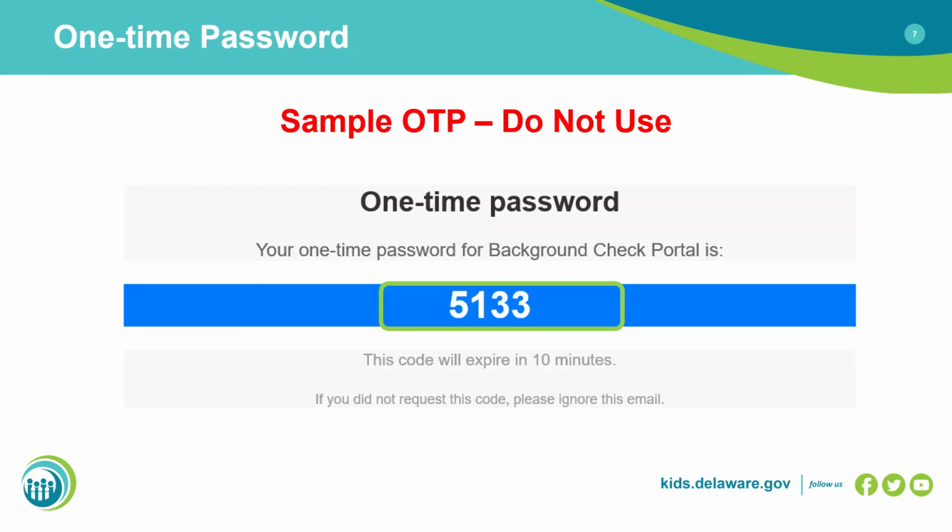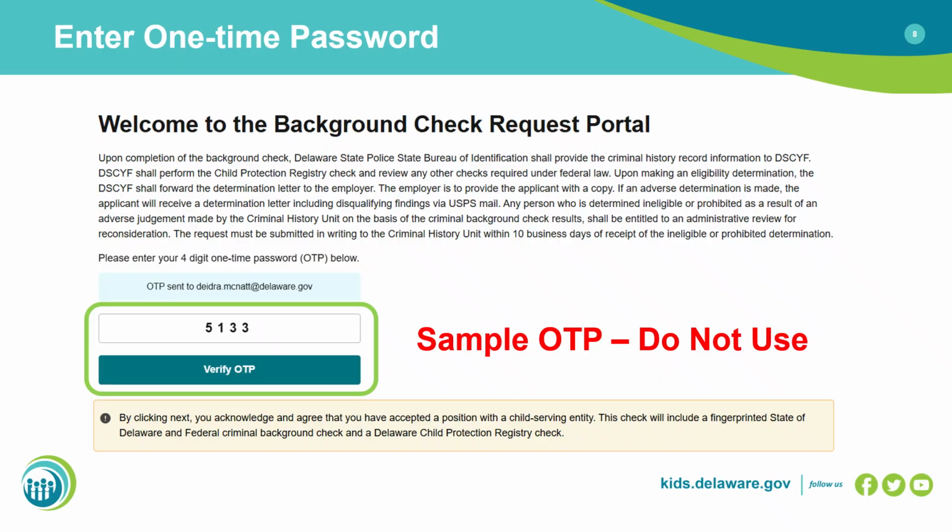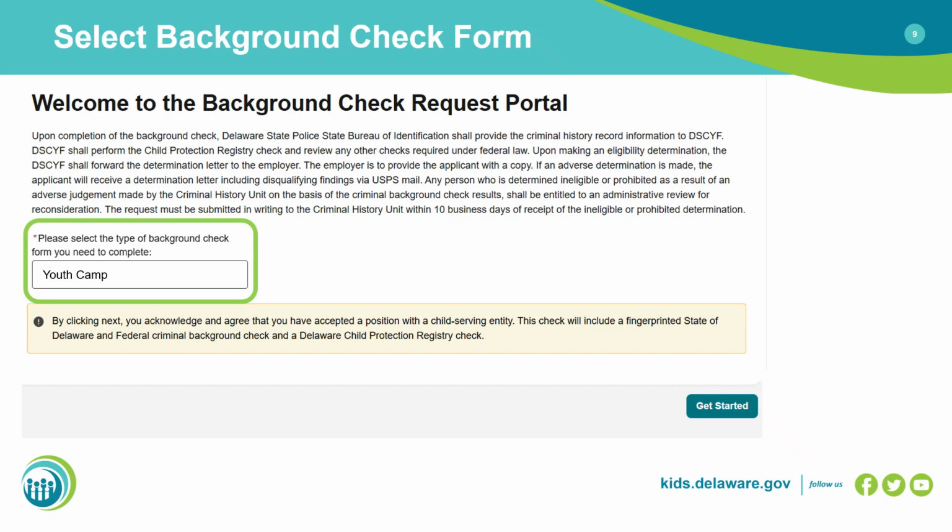Upon clicking Send OTP, a 4-digit password is sent to the email address entered. Return to the home page, enter the one-time password, then click Verify OTP. Select Youth Camp from the Choose Item drop-down list, scroll down, then click Get Started.